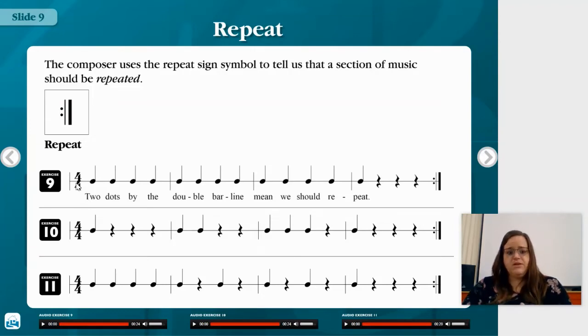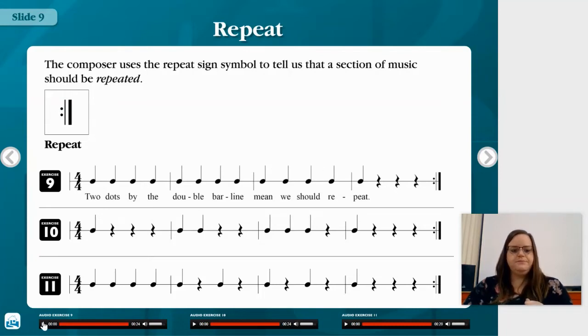So let's try this one, number 4. We're going to say it with the words first, and you can see what the rhythm is, and we need to repeat it. So when we get to the end here, we're going to go back to the beginning and do it again. When we get to the end the second time, it's like a double bar line and we're done. That's the end of the song, okay?